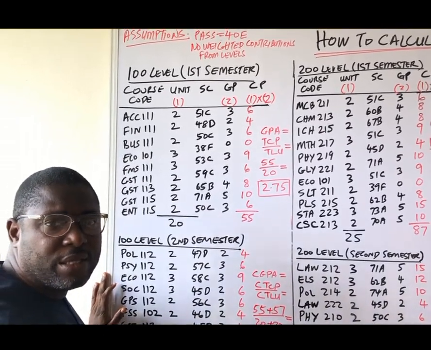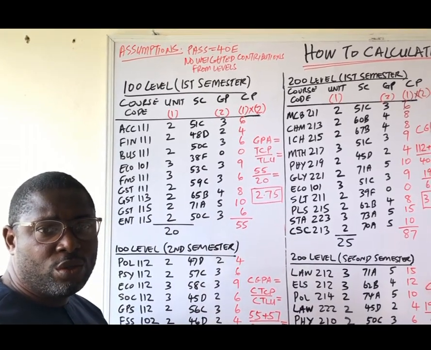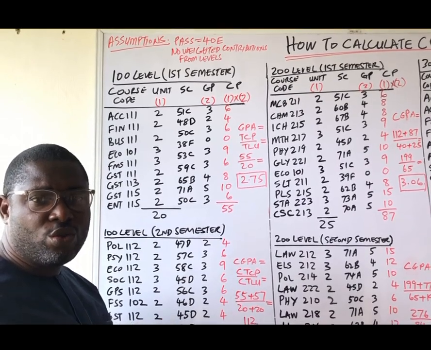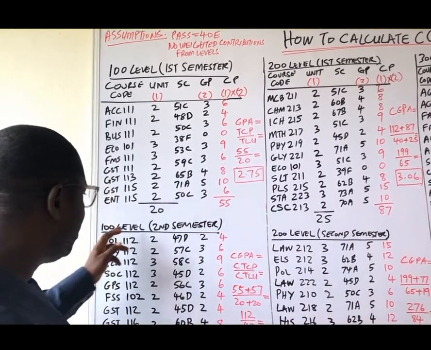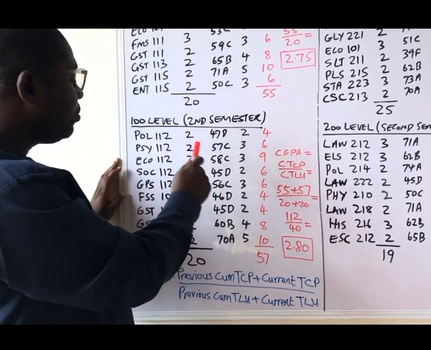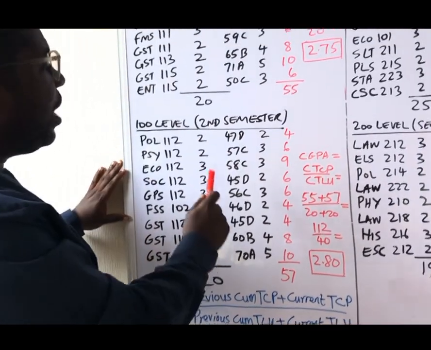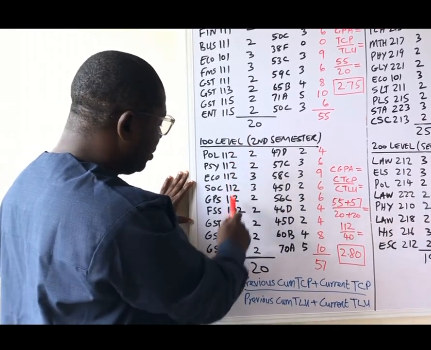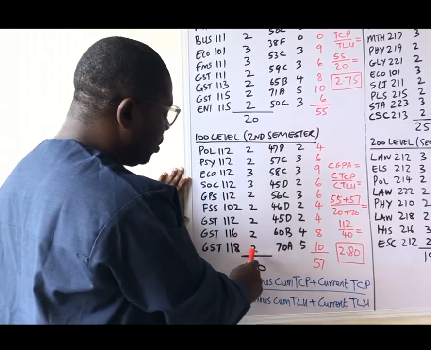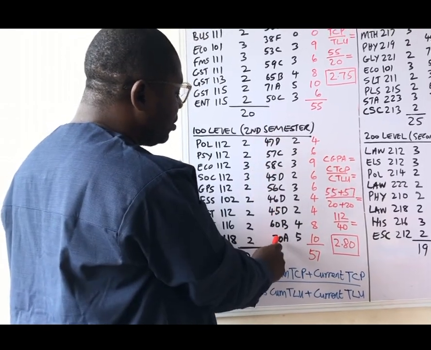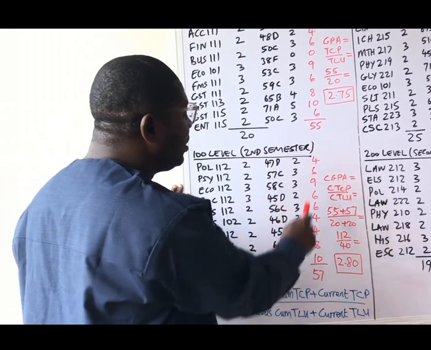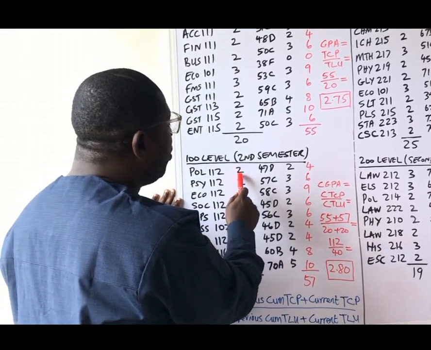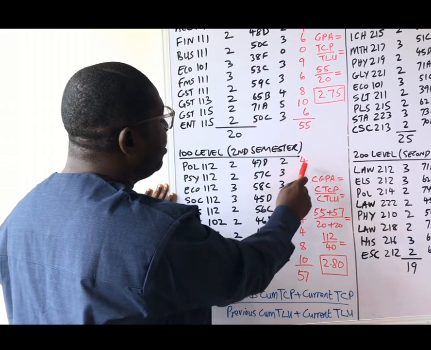Second class lower performance is between 2.4 to 3.49. Let's look at second semester of 100 level. Now in the second semester of 100 level, we'll still do the same thing. These are his courses. These are the units of the courses. These are his scores and the grades, and then we have the grade point, and then we have the credit point.